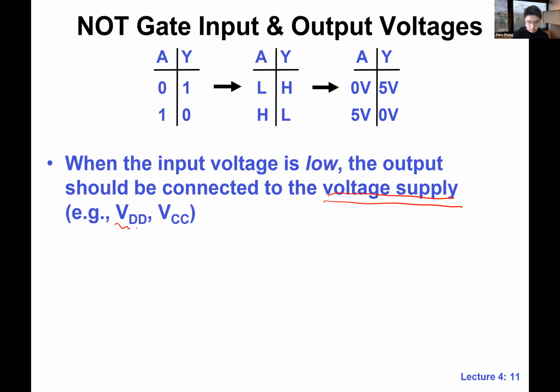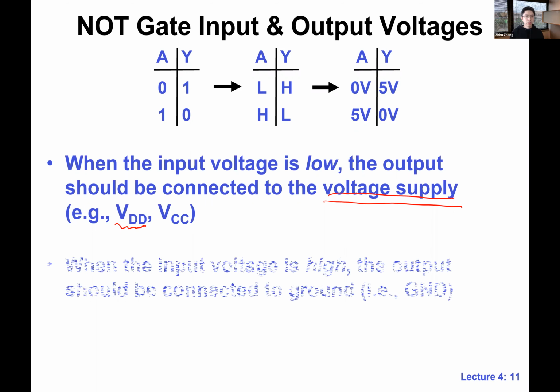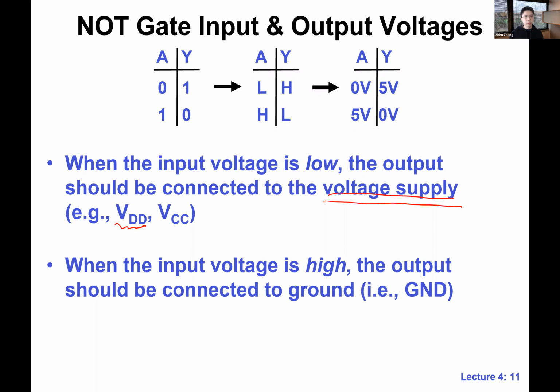So we'll be using VDD in this lecture to indicate voltage supply. So this indicates high voltage, right? So when the input voltage is high, in the inverter, the output is going to be low, right? So we want the output to be connected to the ground. Ground is low voltage. So we use GND to indicate ground. These are some of the terms that we are going to be using.